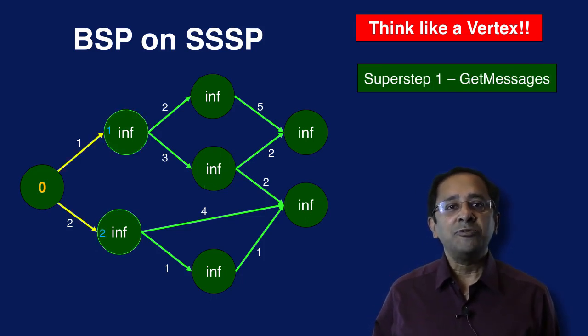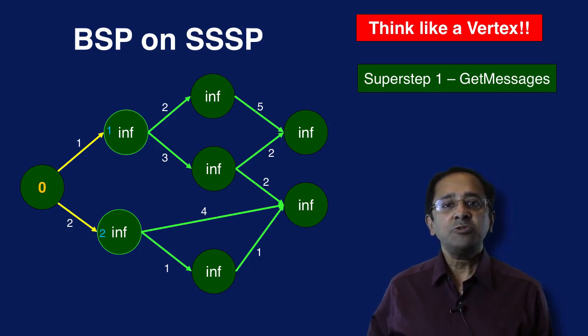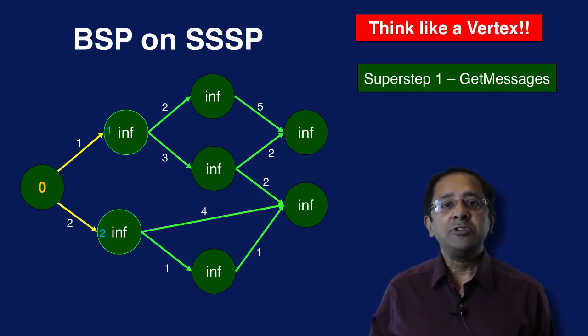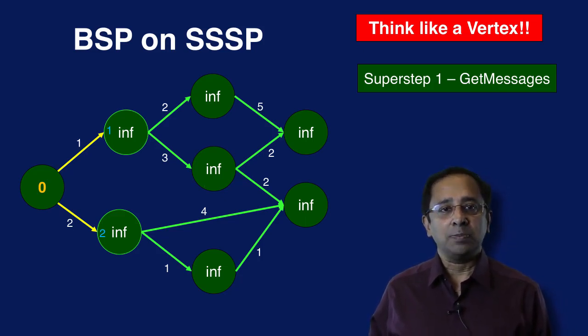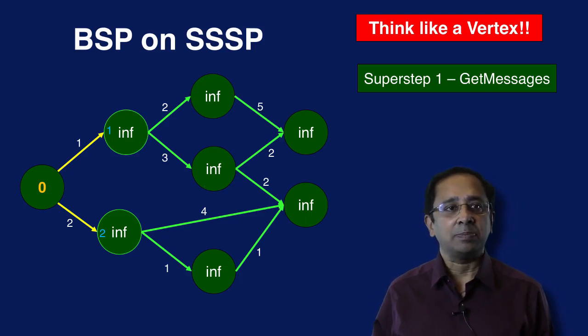All nodes who have received messages wake up and read the messages. If a node receives multiple messages, it picks the minimum. In our case, the two active nodes have received only one value each. We have, for the sake of convenience, colored the processed edges in yellow. This is just for visualization purposes in this example.